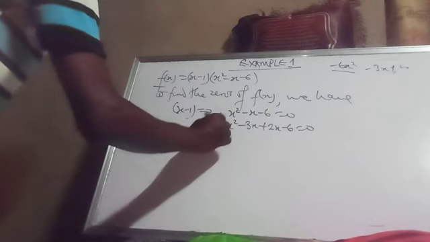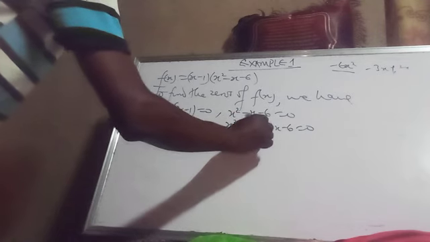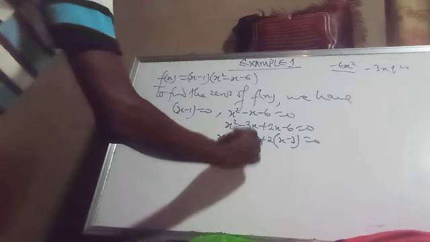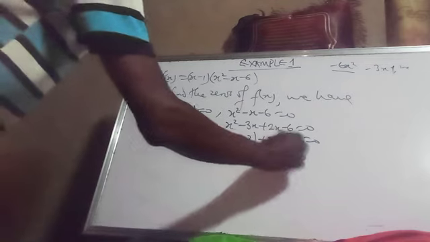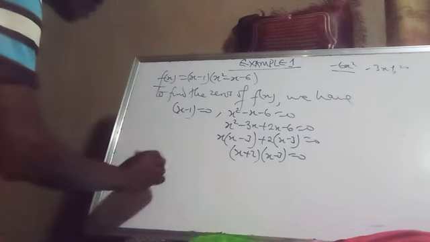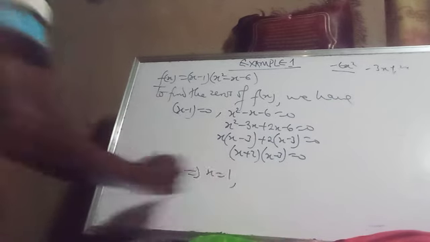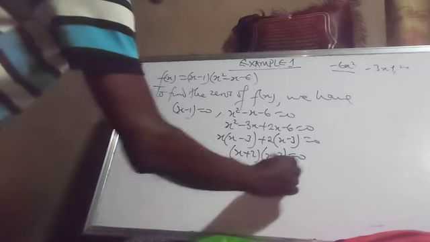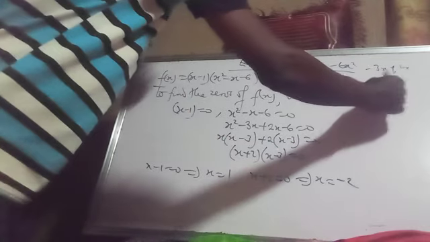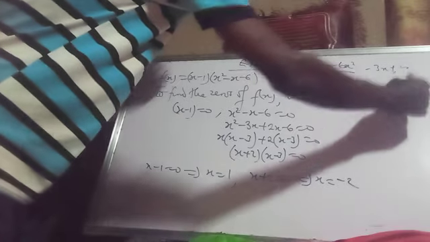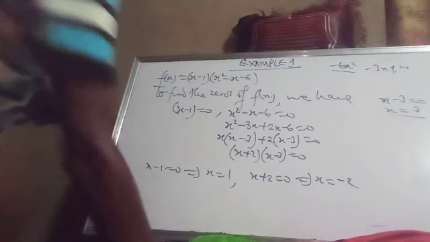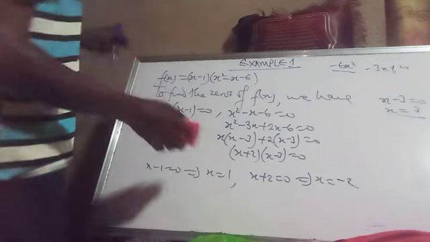So what is common here? X into x minus 3, plus 2 into x minus 3 is equal to 0. So we have x plus 2, x minus 3 is equal to 0. So now to find the zeros of x, from x minus 1 equals 0, we have x is equal to 1. From x plus 2 is equal to 0, we have x is equal to minus 2. And from x minus 3 equals 0, we have x equals to 3. So the zeros of the function f of x are 1, minus 2, and 3.